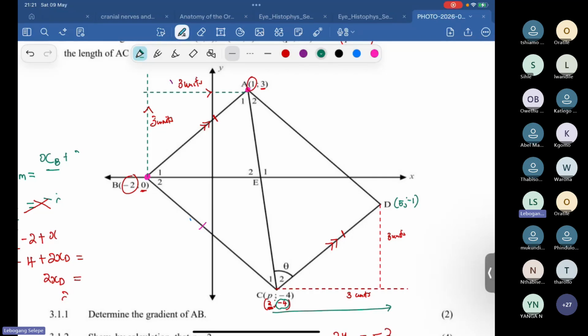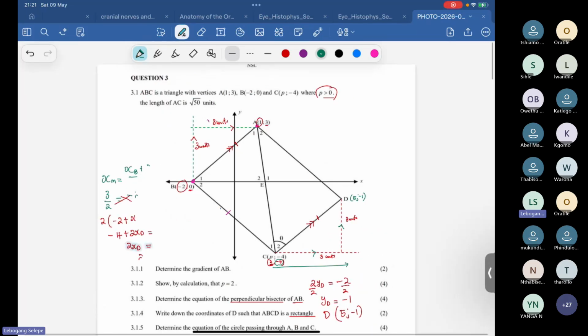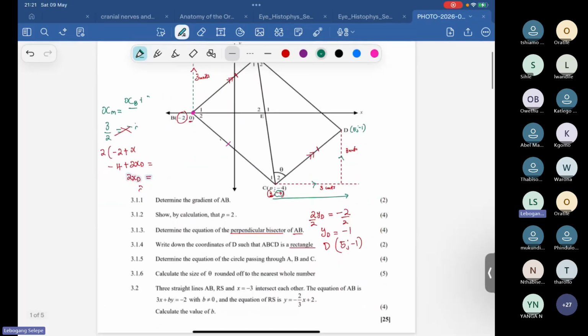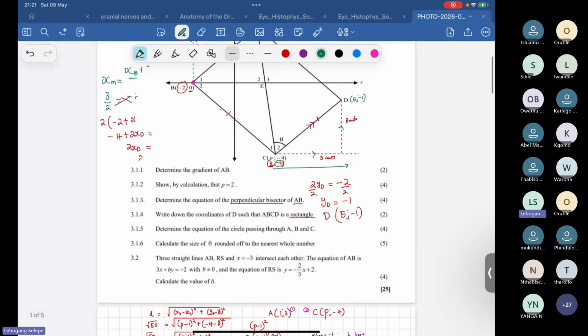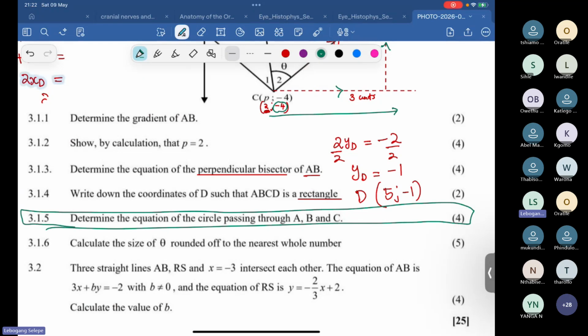Is the inspection making sense? I hope it does. But most likely you will need to use the understanding of how the diagonals work in order to figure things out. So now the next question says, determine the equation of the circle passing through A, B, and C. This is a grade 12 concept. They will ask you to determine the equation of a circle next year, not this year. So that is a grade 12 question.